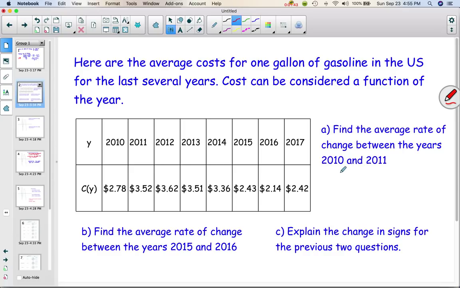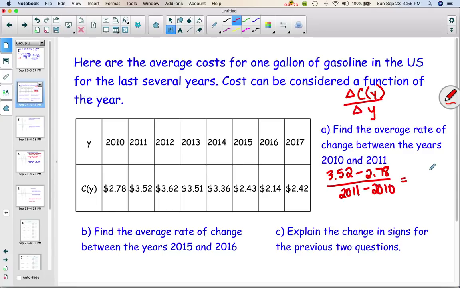Now remember that my function value is the C of y, the cost, so that's going to go in the numerator. So when we want to find the average rate of change, we want to find the change in the cost based on the year over the change in the year. So here we're going to take the different costs. So we have $3.52 was 2011 minus $2.78. And the change in years, because we're going from 2011 minus 2010, so it's just 1 year.